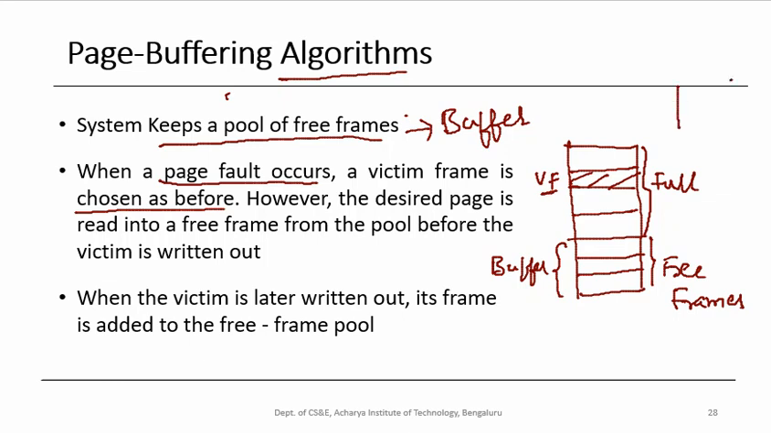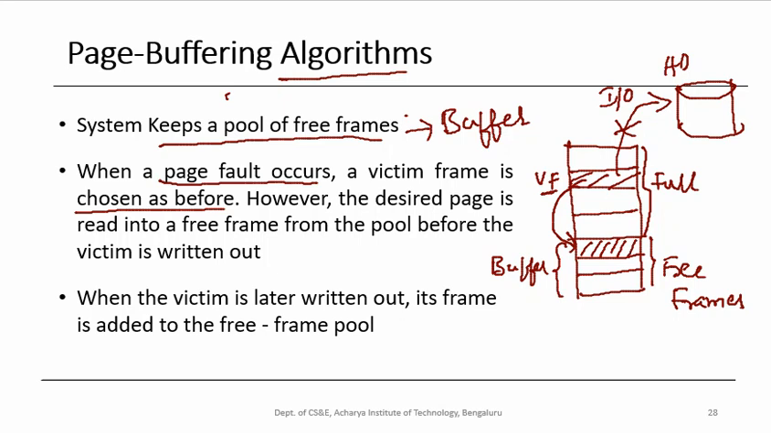Now the improvement that we are making here is, once the victim frame is identified, we know that the page has to be written onto the hard disk. The transfer of a page to the hard disk is an IO operation, which is going to take more time. So we don't do that, we postpone it. Instead we bring this page into one of the free frames inside the buffer.